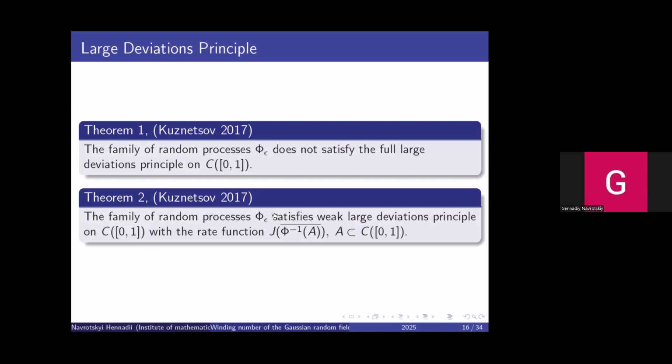Next, it was proven by Kuznetsov in 2017 that the family of random products phi epsilon does not satisfy the full large deviations principle on C[0,1], but that it does satisfy the weak large deviation principle on C[0,1] functions for the set A, the closure of phi minus 1 of A.